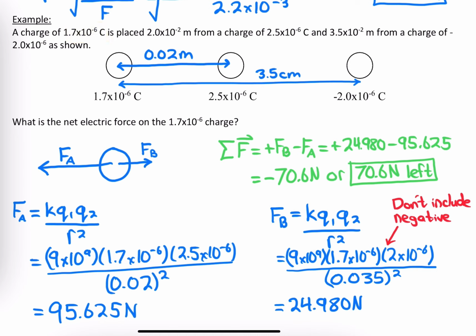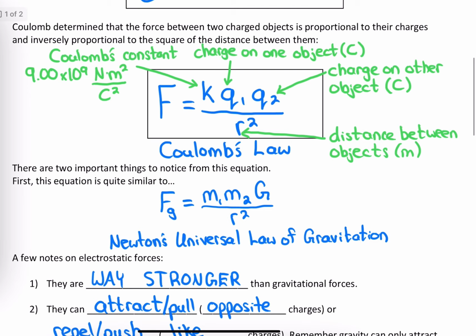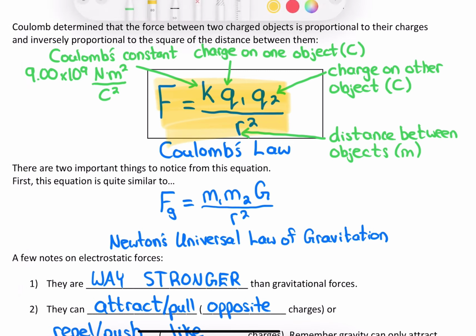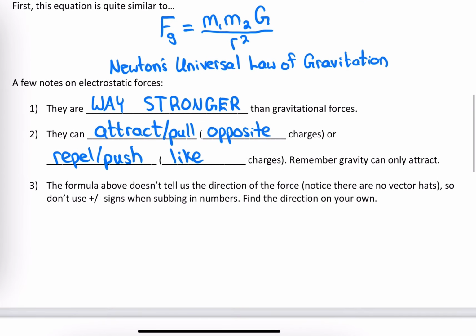And then just this reminder that this new formula, Coulomb's law, the way I want you guys to use it is only for magnitudes. If I wanted you to use the formula to tell the direction, I would have put a vector hat up here. I didn't. So just use this one for magnitudes. Figure out the direction on your own. And the way you find the direction is by looking at the polarity of the charge. If the charges have opposite polarity, they attract. If the charges have the same polarity, or if they're like charges, they will repel.